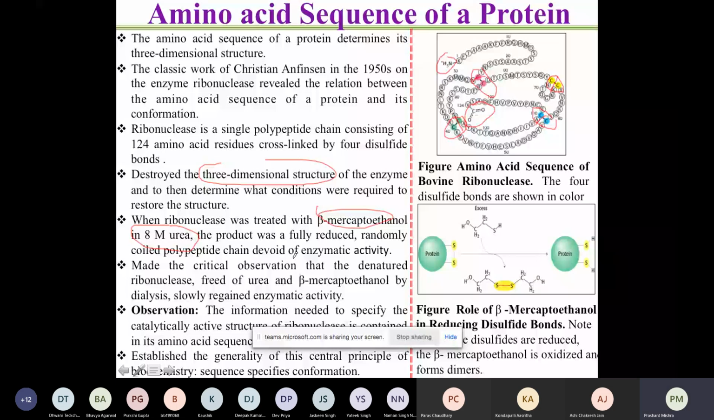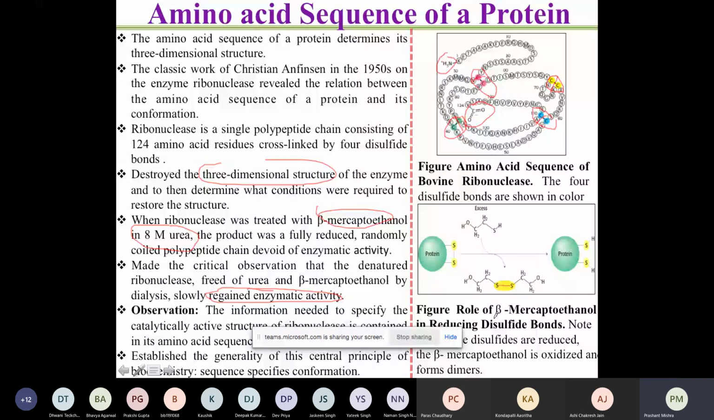So the critical observation was the denatured ribonuclease freed of urea. He removed urea, he removed beta-mercaptoethanol, and when he did so, the enzymatic activity was regained. Of course, he was very lucky that he could do the experiment in such a way that he could remove the enzymatic activity and regain it. In some proteins, it may not be regained. So this is a very robust kind of molecule which gives you this structure.